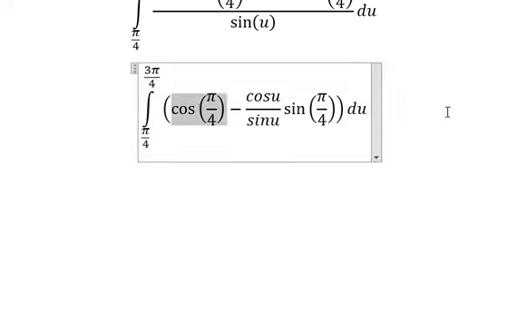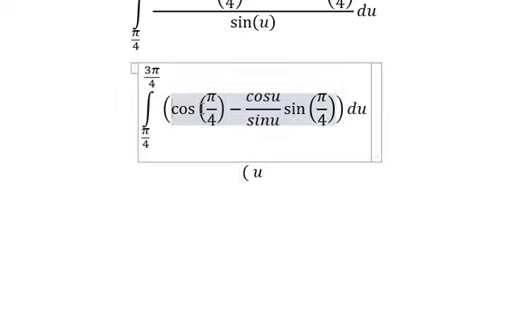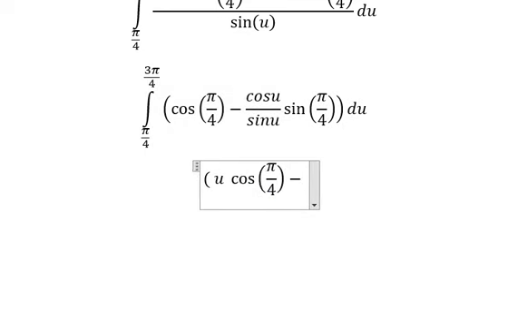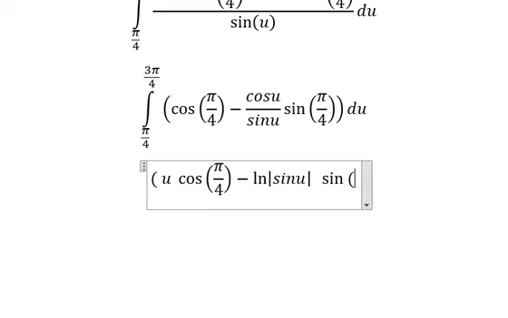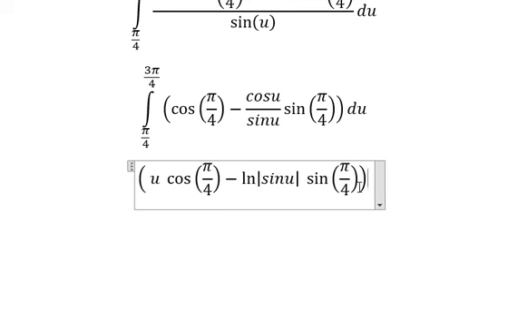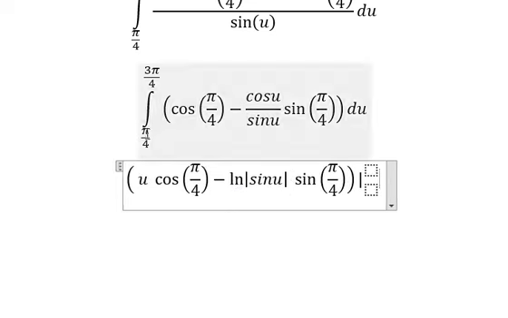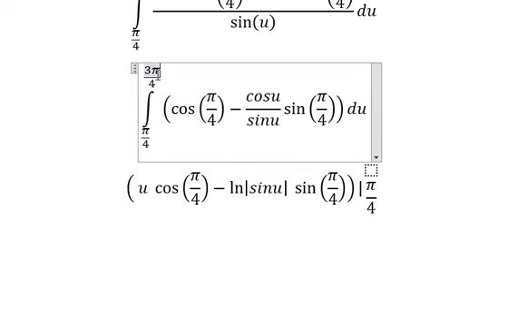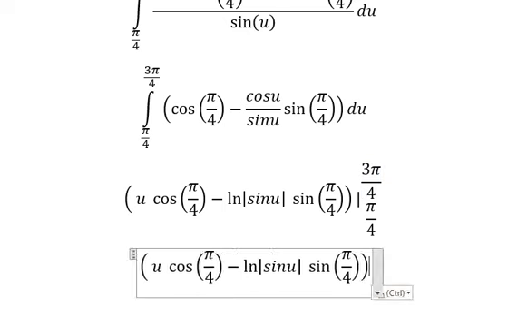The integration of this one, we have u. The integration of this one, we have ln of the absolute value of sine u multiplied by sine of b over 4. And now we put the bounds from b over 4 to 3b over 4. And now we have the final answer.